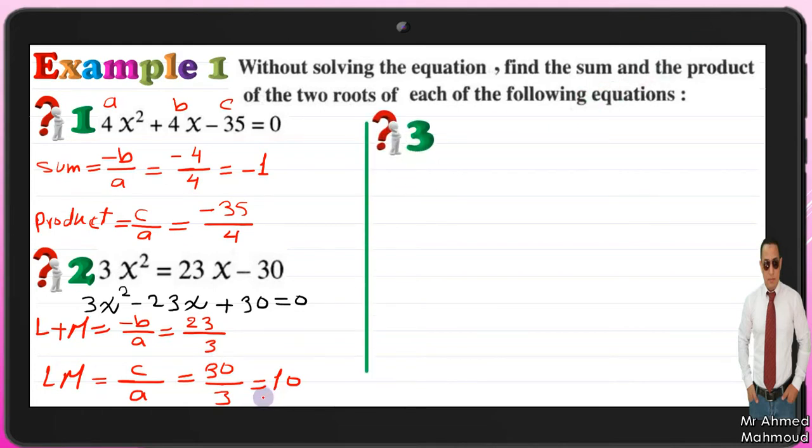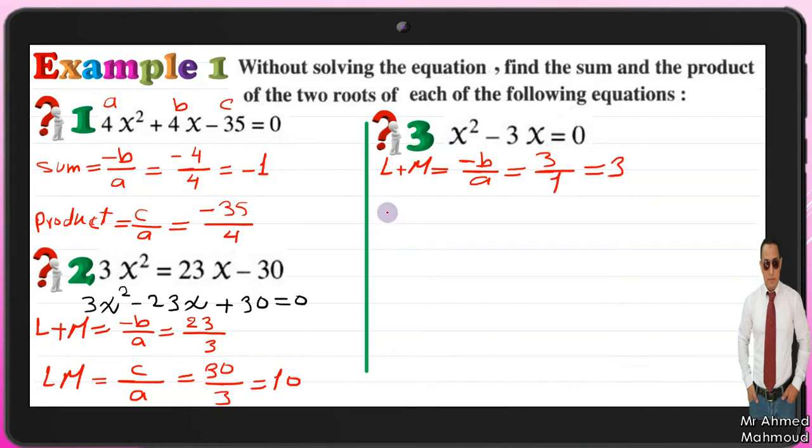Number 3: here a equals 1, b equals negative 3, c equals 0. Okay, L plus M equals negative b over a, equal to negative negative 3 over 1, which is 3. LM equals c over a. C here is not included, c equals 0, so it will be 0 over 1, which is 0.